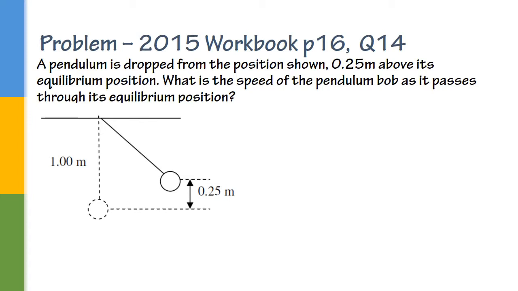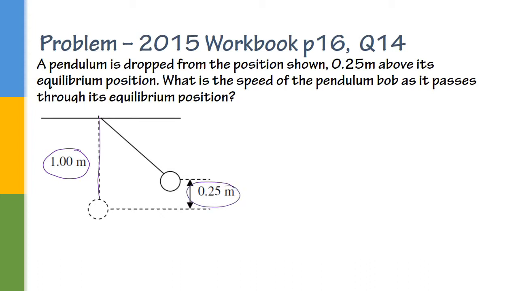Now in this situation, a pendulum is dropped from a position shown 1.25 meters above its equilibrium position. What is the speed of the pendulum bob as it passes through its equilibrium position? Now take a note here. This value, 1 meter, is a red herring. You don't need it at any point in your calculations. In fact, the length of the string should not show up anywhere in your problem. So if you see it, don't panic, it's not relevant.